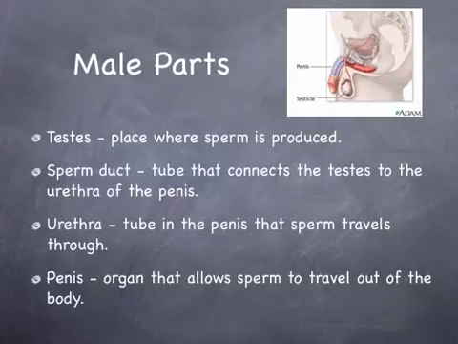Urethra. This is the tube in the penis that sperm travels through. The urethra is also shared with the bladder, meaning this is the place where urine exits the body as well. Penis. This is the organ that allows sperm to travel out of the body. The urethra is in the penis.